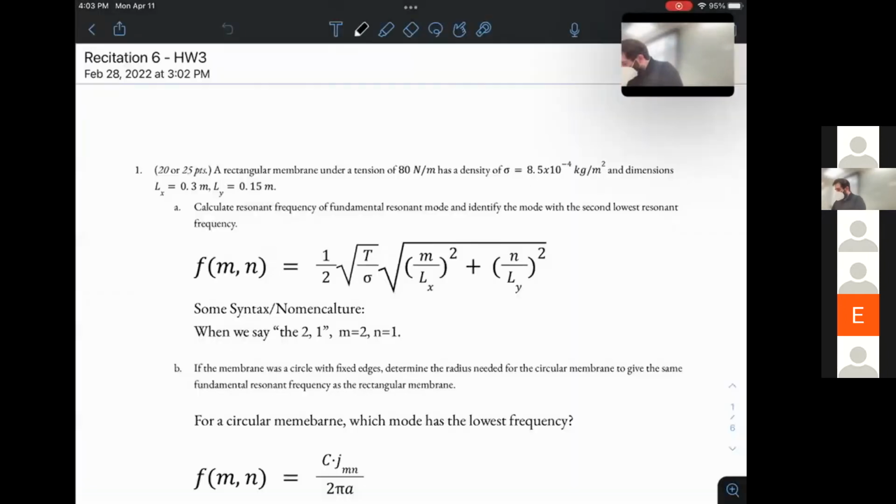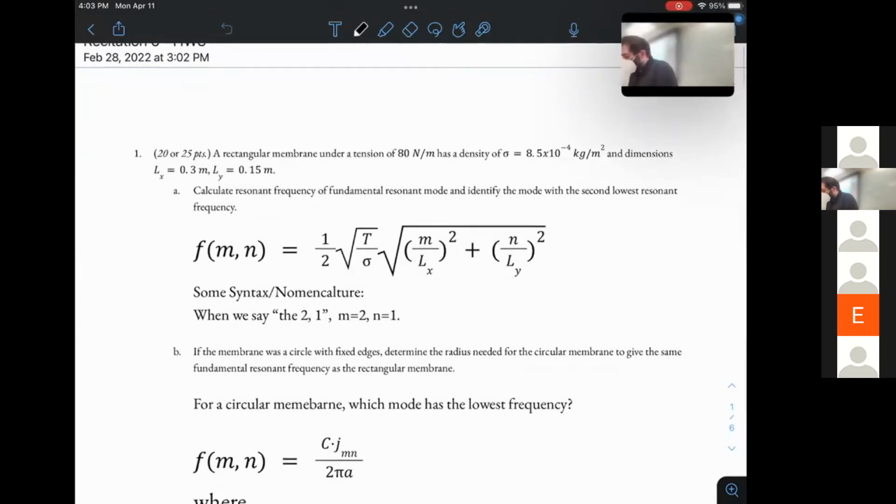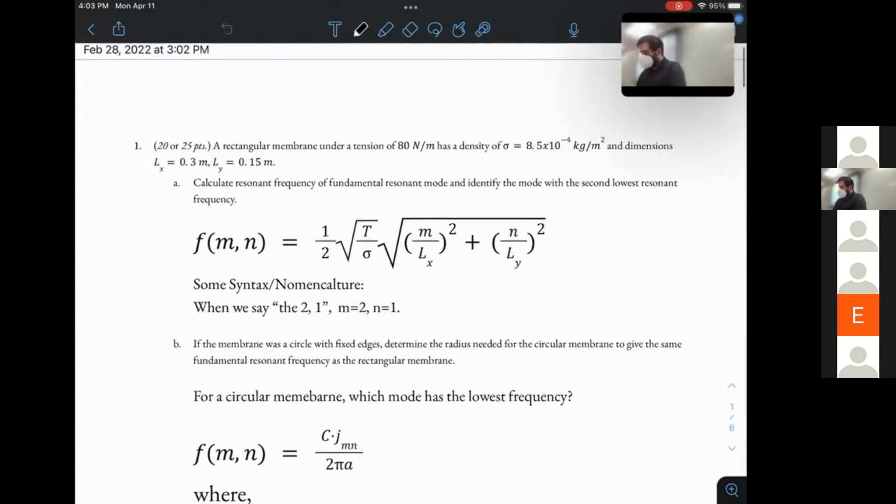Ugh. Okay, we're just gonna cruise through this, right? And anywhere I see something that I want to tell you, I'm gonna tell it to you. And anywhere you see something you want to know, you're gonna ask me, okay? All right, here we go. So this is a rectangular membrane, says calculate the resonant frequency of fundamental resonant mode and identify the mode with the second lowest resonant frequency.